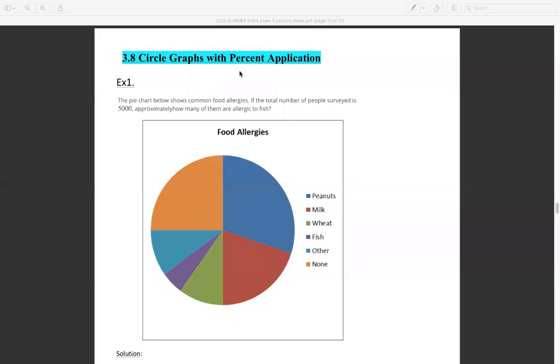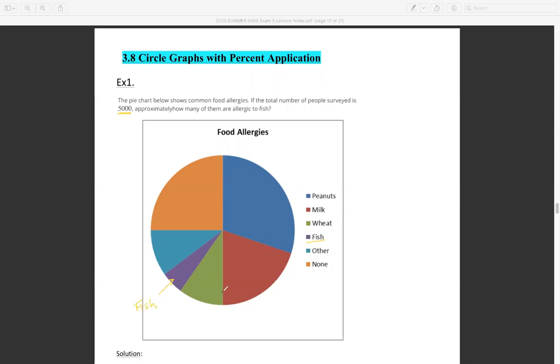3.8 Circle graphs with percent application. Example 1. The pie chart below shows common food allergies. If the total number of people surveyed is 5,000, approximately how many of them are allergic to fish? So the total amount is 5,000. And the people that are allergic to fish, that's in the purple section here.